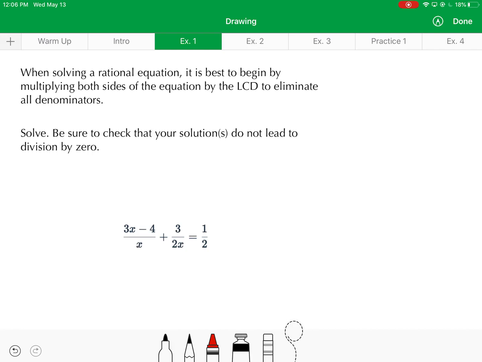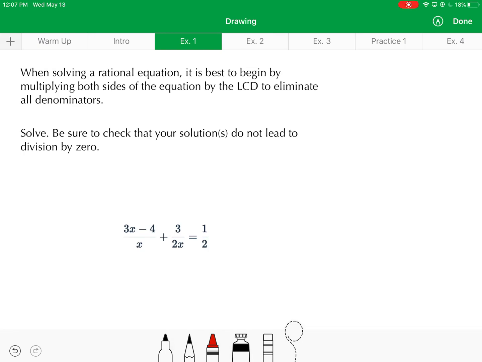Okay. Now notice the directions on this first problem. I'm asked to solve, and then it says to be sure to check that your solutions do not lead to division by zero. Sometimes when you're solving a rational equation, some of your solutions at the end will need to be thrown out. They're extraneous solutions because when you try to plug them back in to the original equation, they will lead to division by zero in your denominator. So that's just something added that we have to look out for.